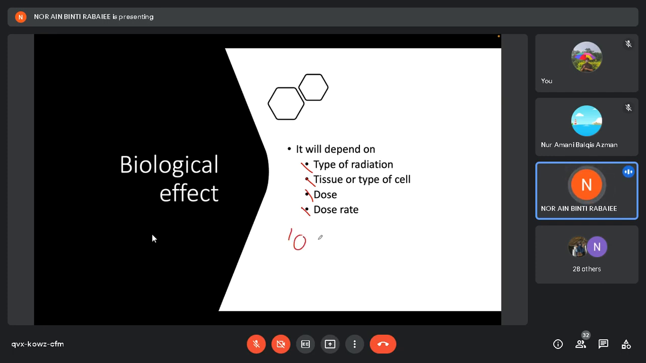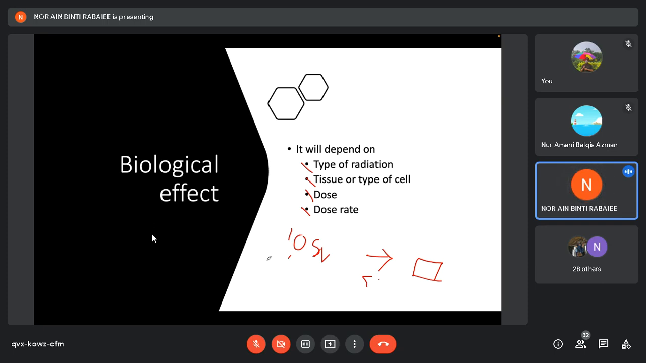For example, if we expose a subject with 10 sievert in one shot, the cell will die. But for the same 10 sievert, if we expose it in two fractions, one fraction of 5 sievert and another of 5 sievert, within a certain period of time, the possibility of cell death is less than 100% compared to a single shot of 10 sievert.